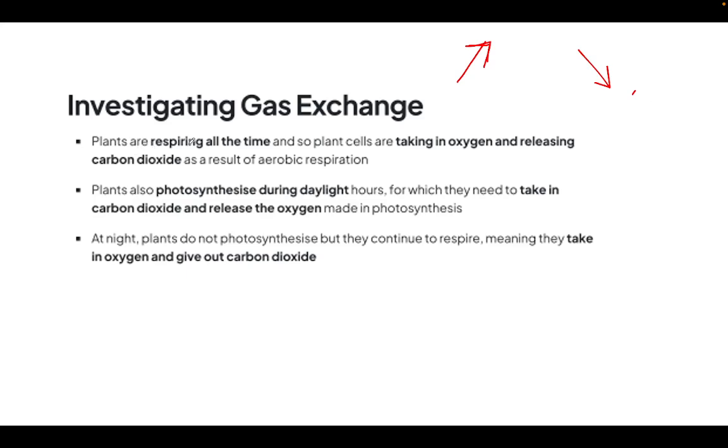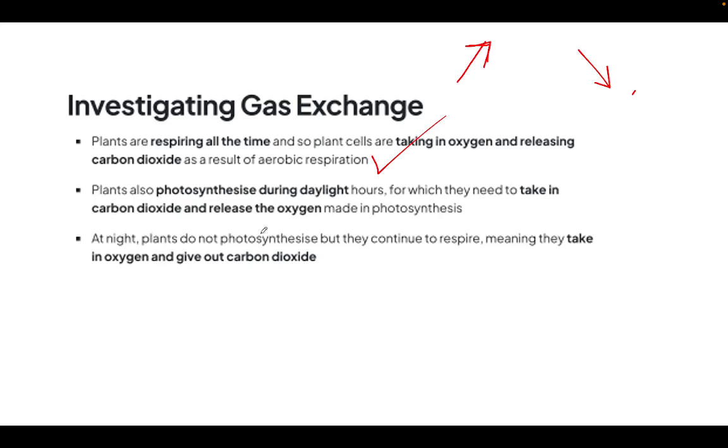Now, plants are respiring all the time. So plants are taking in oxygen and releasing carbon dioxide because they are always doing respiration. Respiration is a characteristic of all living organisms. Without respiration, a plant cannot have energy. Plants also photosynthesize during daylight hours, for which they need to take in carbon dioxide and release oxygen.